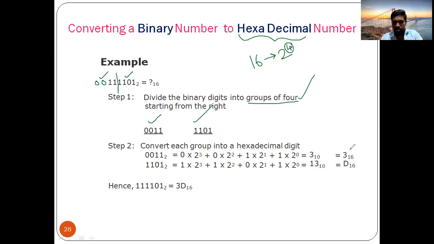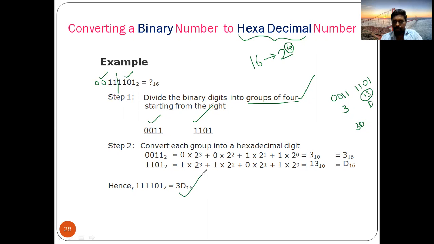Convert them into decimal form. So what is the answer of 0011? The answer of 0011 is 3. The answer of 1101 is 13. But in hexadecimal, we don't write a 2-digit number. 13 means you should write it as alphabet D. So your answer is 3D. That is the answer given here.